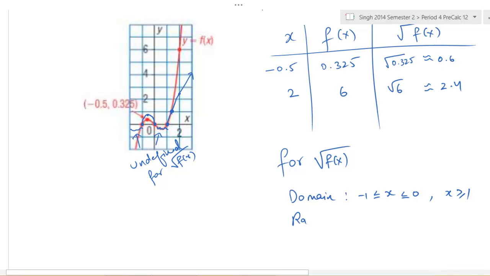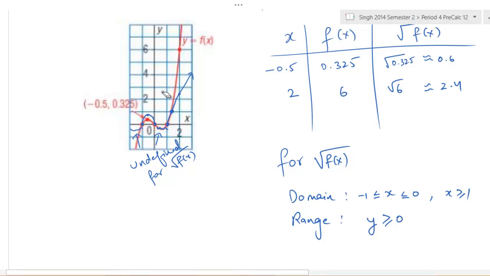And for the range, y is bigger than or equal to 0. Right? I know y is between 0 and 0.6 in this region right here, but in this region it's all real numbers bigger than 0, so that takes over the overall range. Okay, that brings us to the end of this problem.